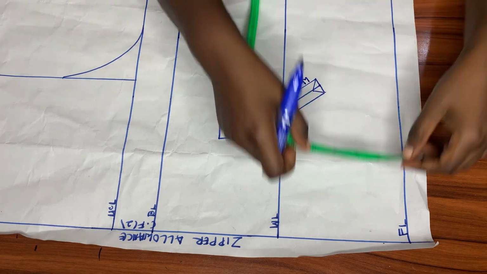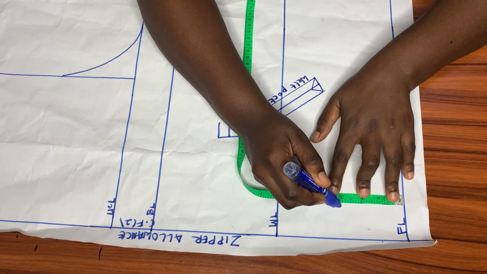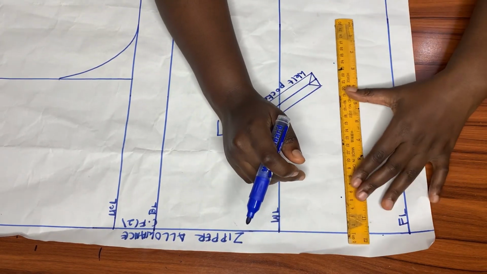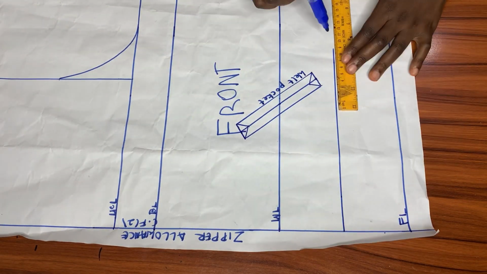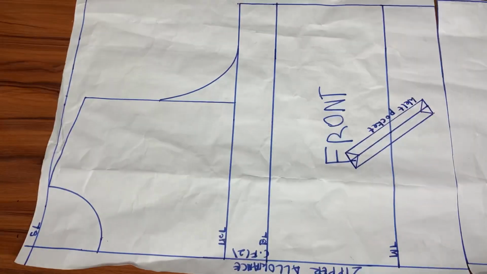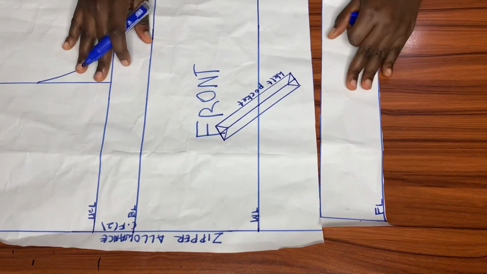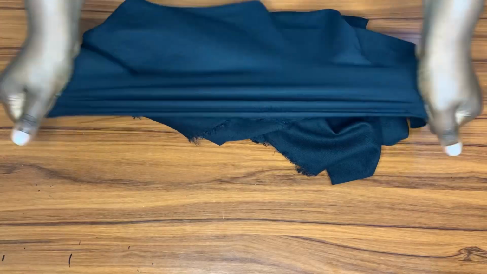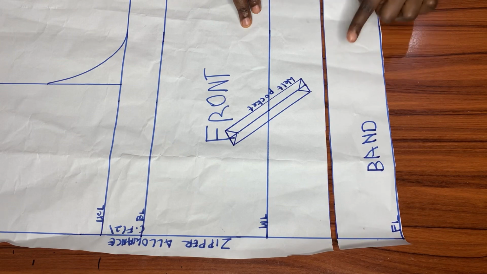So for the band, the first thing I'll be doing is to come up by 3 inches from the hemline. That's how wide I want the band to be. And then using my ruler, I'll go on to square out that point before cutting it out. I'll also be cutting out the excess along the hem as well. And then I'll go on to indicate that this is the band. So I'm going to be cutting out this band on a black stretchy fabric, and then I'll be attaching it to the rest of the front piece.